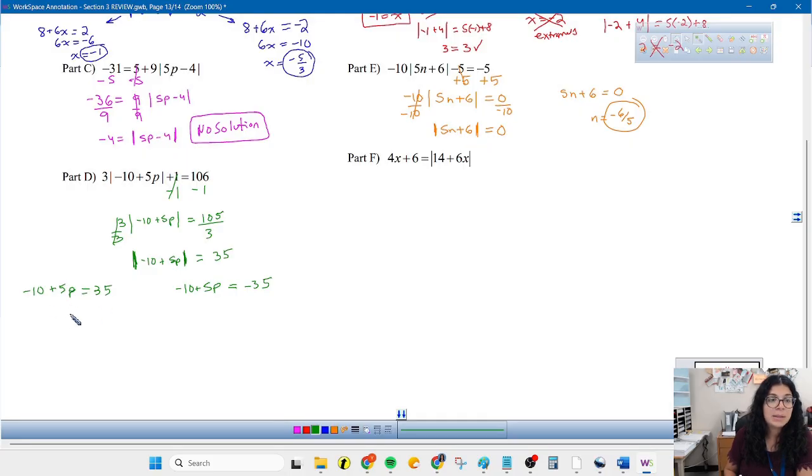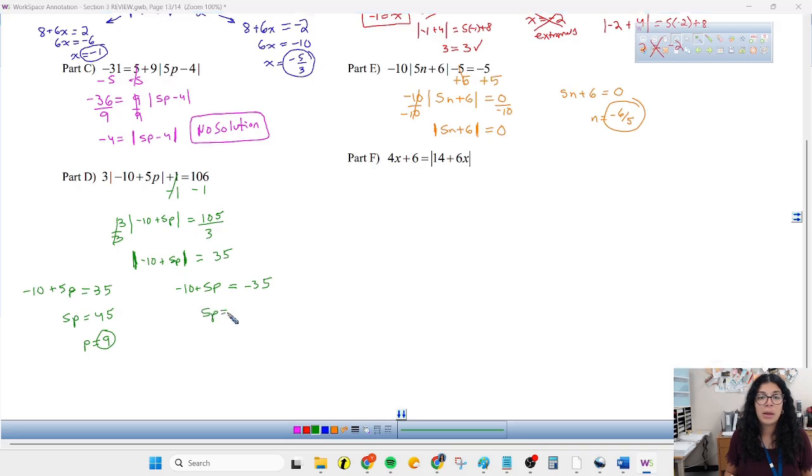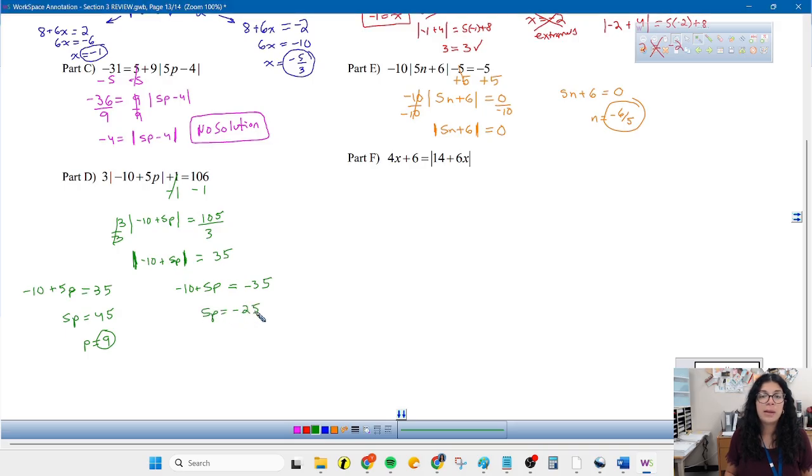So I'll start by adding 10. So I have 5p equals 45, and then 45 divided by 5 gives me my first solution, which is 9. And then on this side, add 10 on both sides. I get 5p equals negative 25, and then divide by 5 gives me my second solution, which is negative 5.